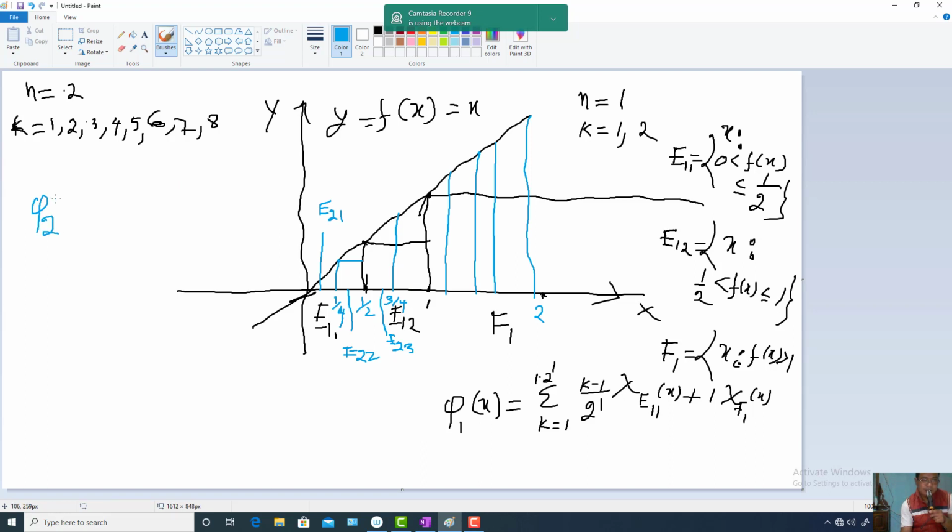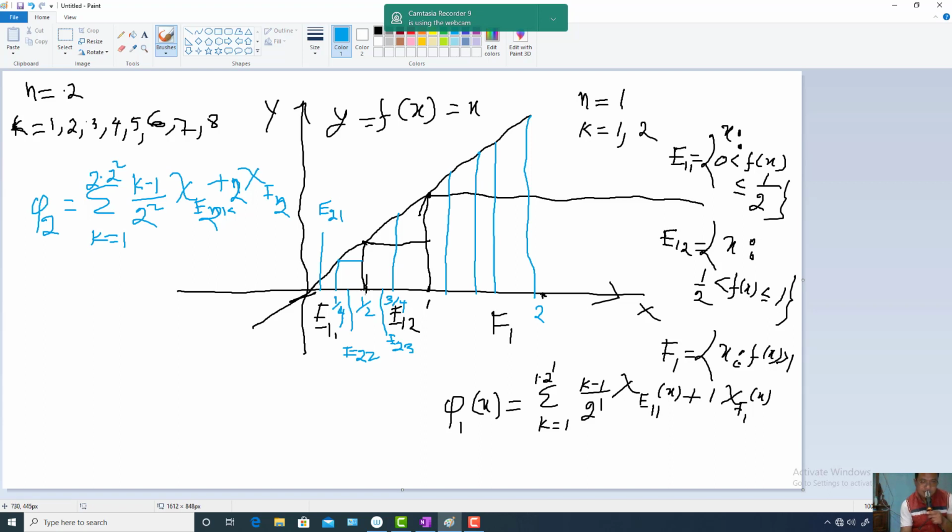phi 2. Phi 2 is the function, equal to summation k running from 1 to 2 times 2 to the power 2, which is 8, of (k minus 1) divided by 2 to the power n, so n is 2, no? So this is 1, then characteristic function e_nk plus n times characteristic function f_n. So here n is equal to 2, so you can replace it like this.